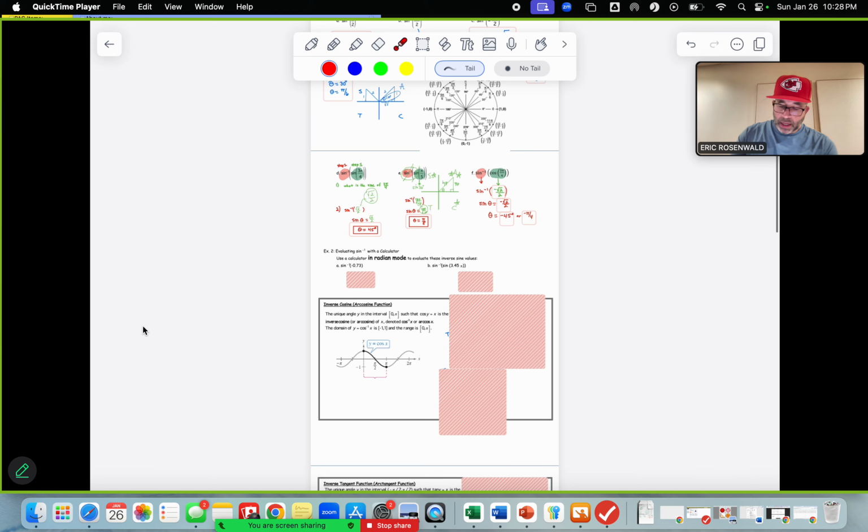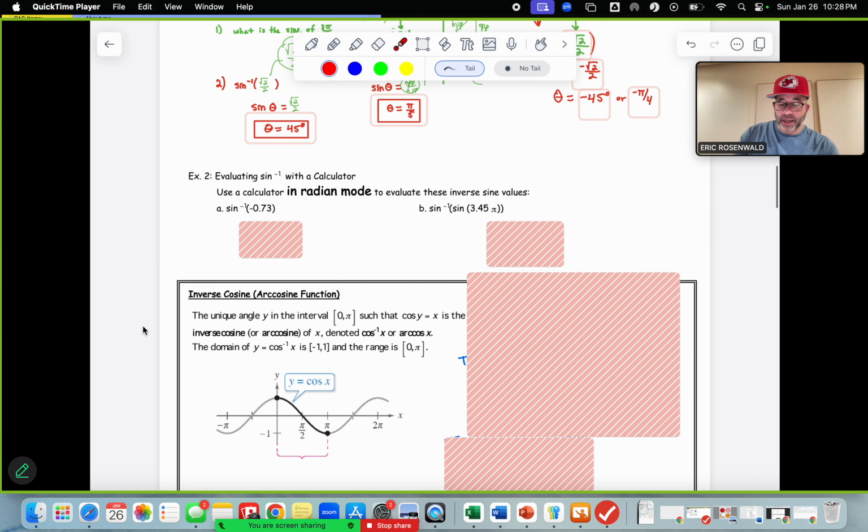Okay? All right, a couple of problems to try in your calculator. Inverse sine of negative 0.73 and inverse sine of 3.45 pi. You throw those in your calculator, you should be able to get those. Just make sure you know how to use it. But these are the answers you're working towards.